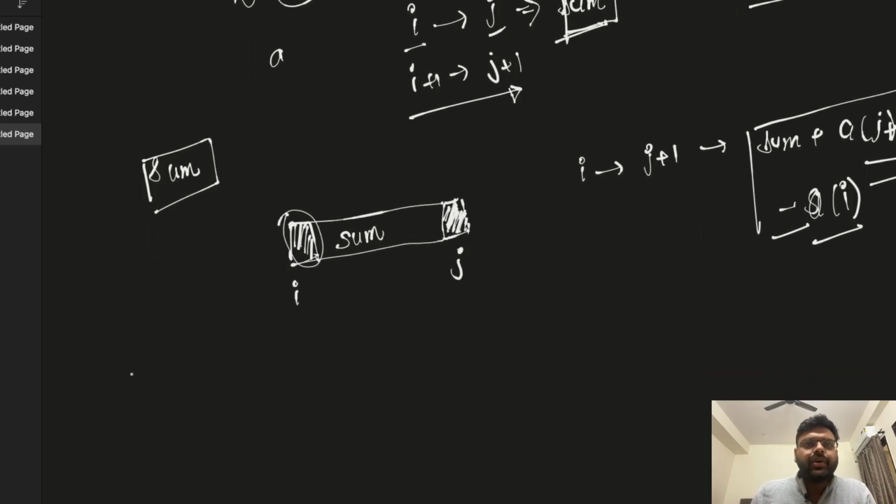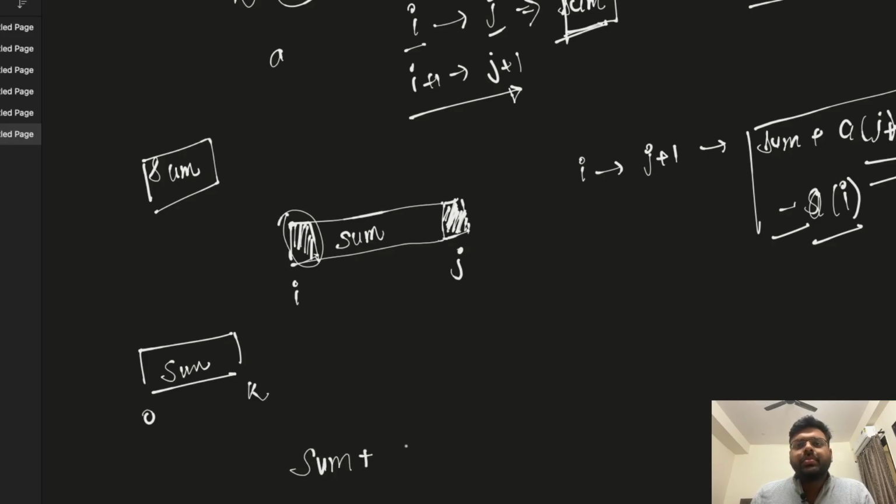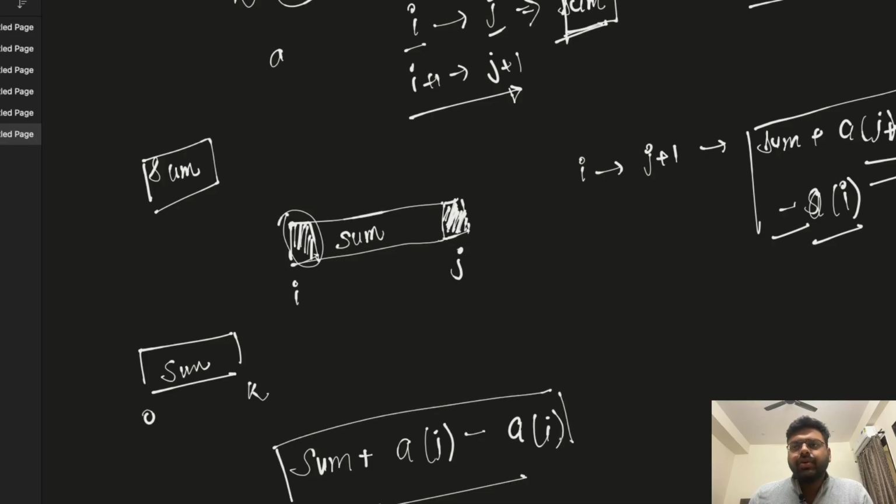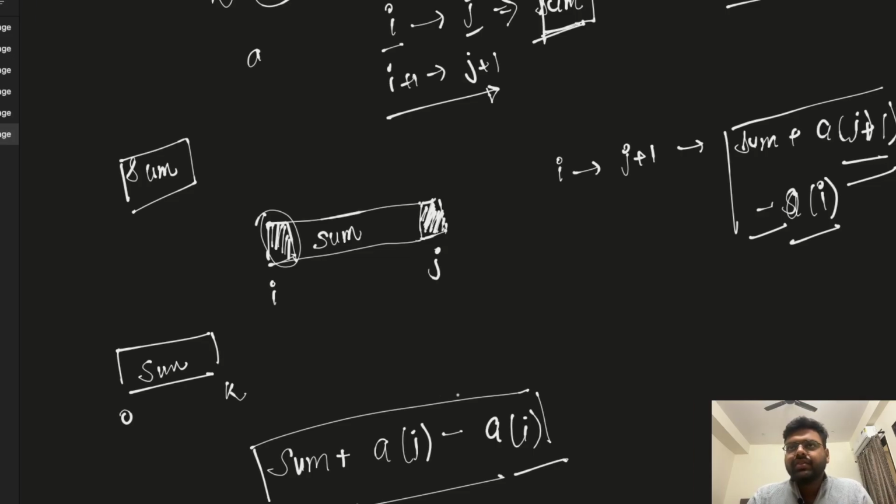What we would be doing is first finding the sum for the initial window, that is from 0 to k, and for every window after that we would be doing sum plus a of j minus a of i. This would be the sum for each window that comes next, and then XORing all of the values would give us the final answer.